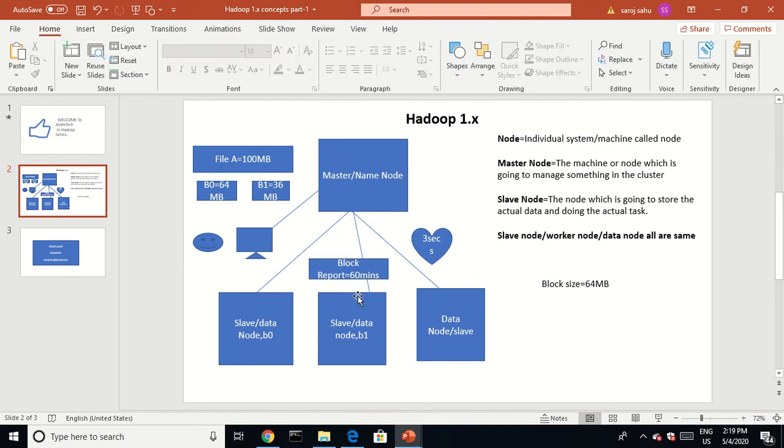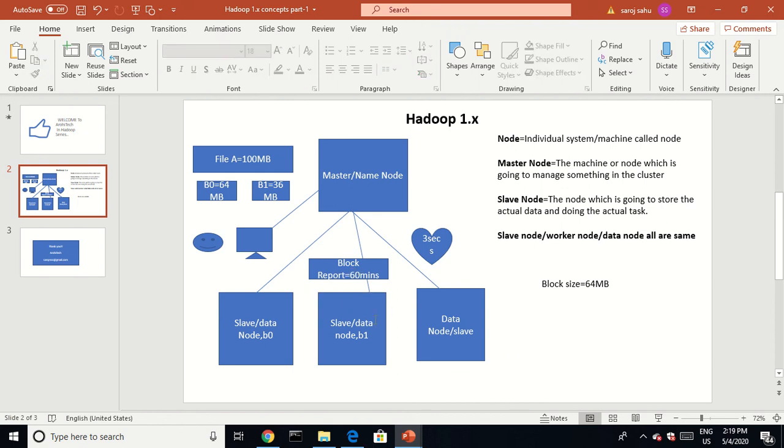By seeing the block report, the name node can decide which data node at this particular point of time is free or under less work pressure. In the block report it will send the workload, how much space is being utilized, how much space is free, all those details to the name node. That way it will calculate, analyze, and choose the data nodes, maybe 1 and 2. At this particular point of time it can choose slave node 1 and slave node 2, or data node 1 and data node 2.